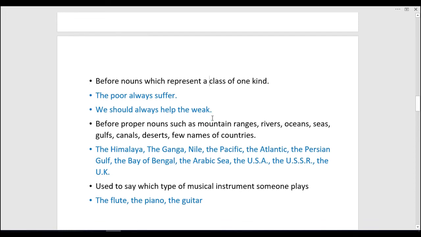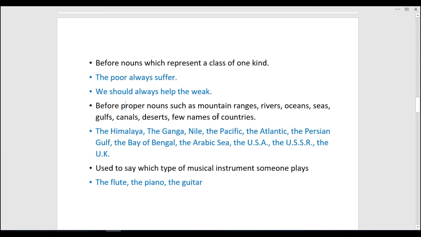Next use: before proper nouns such as mountain ranges, rivers, oceans, seas, gulfs, canals, deserts, and a few names of countries. For understanding, you can see the examples: the Himalaya, the Ganga, the Nile, the Pacific, the Bay of Bengal, the Arabian Sea, few countries like the United Nations, the USA, the USSR, the UK.